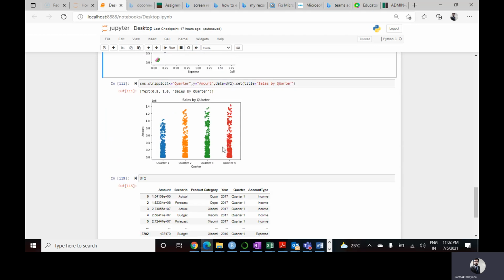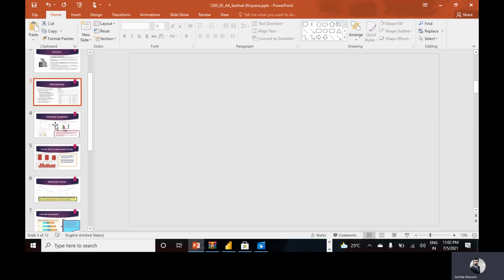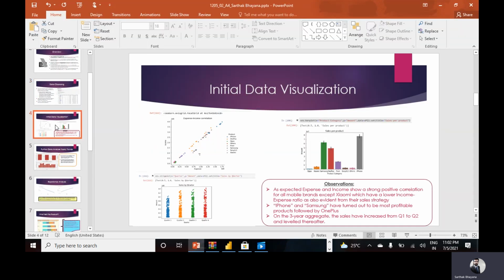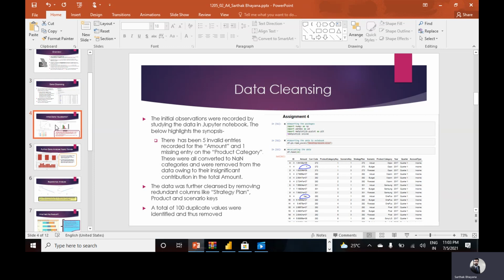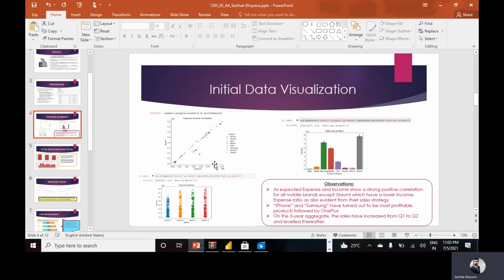Thirdly, I witnessed that when aggregating the data on a quarterly basis for all the 3 years, quarter one has a significantly low number of sales, while quarters two, three, and four have almost leveled sales, which we would be further analyzing in this project. Moving on back to the PPT, slides 3 and 4 over here discuss the data cleansing and data visualization points that we just discussed.